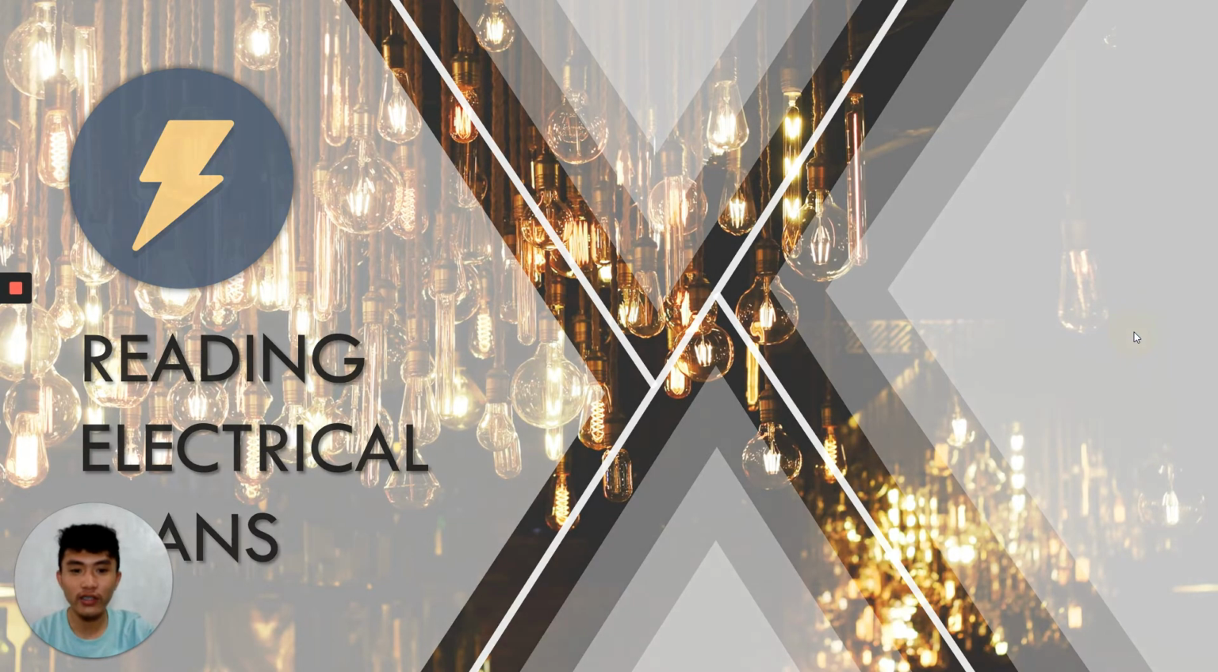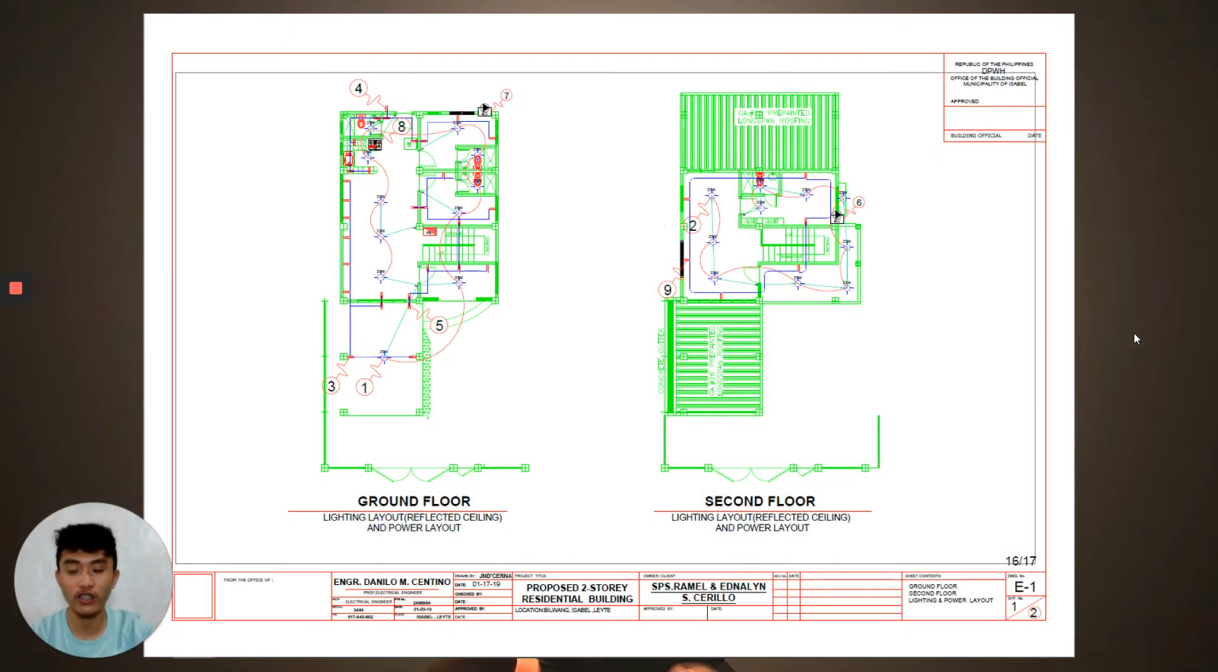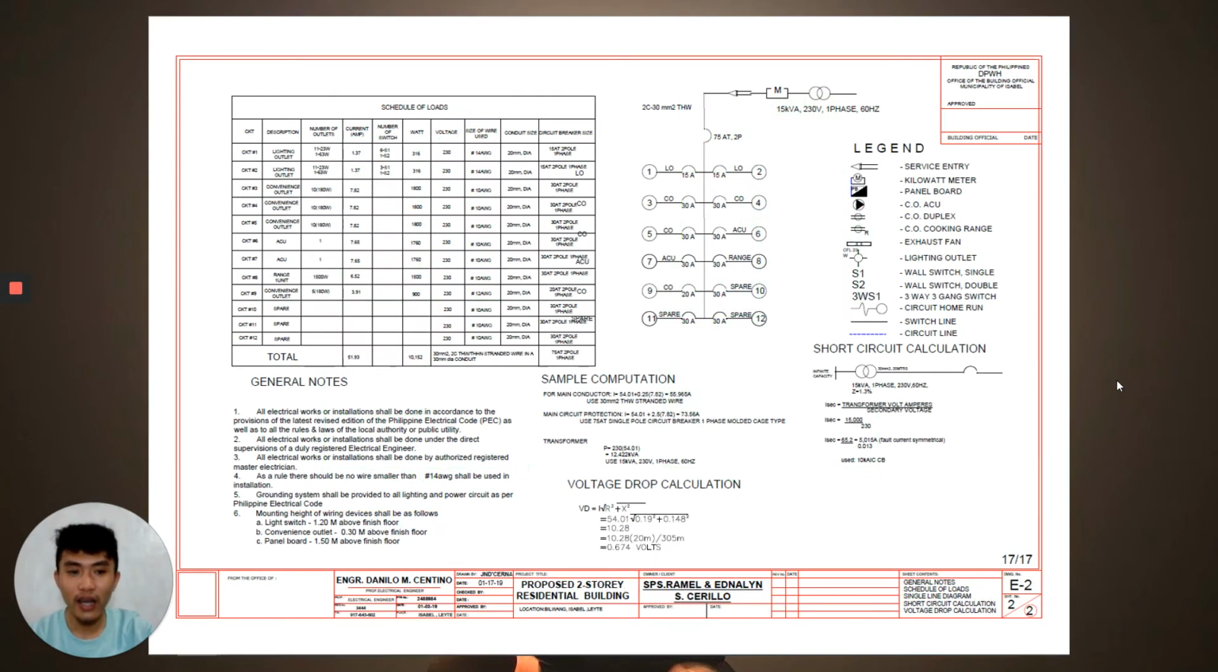First, I'm going to be showing you an example of an electrical plan layout. This is how a typical electrical plan looks like. And this one right here is a second page. As you can observe, the basic electrical plan only contains the layout of the lightings and the wires. It also includes the schedule of loads, the general notes, the legends, as well as sample computations.